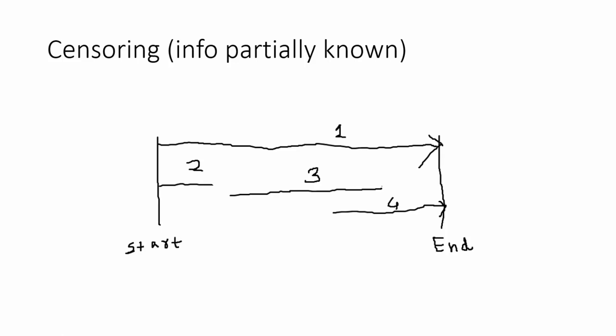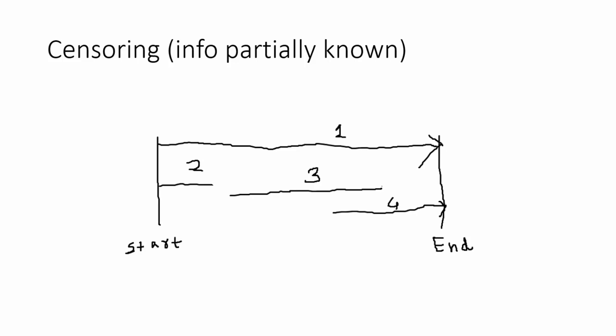Individual 2 starts at the beginning and drops off in the middle of the study. It doesn't continue, and we don't know what is happening with this individual. So the first individual and the second individual are both censored events.